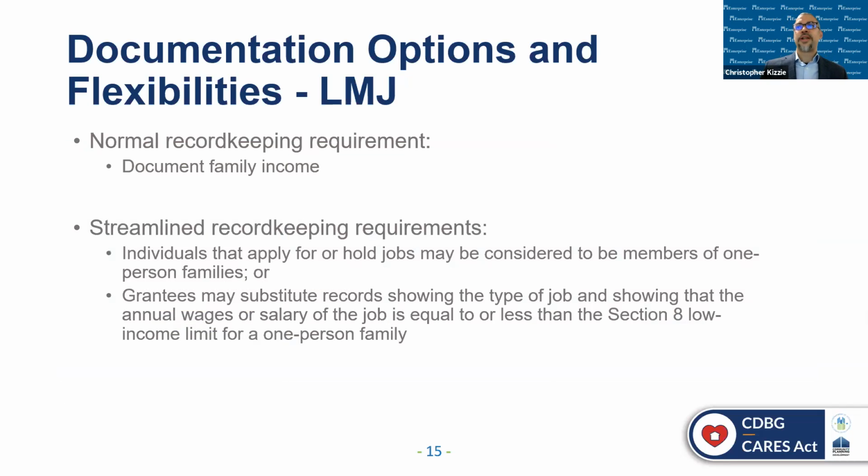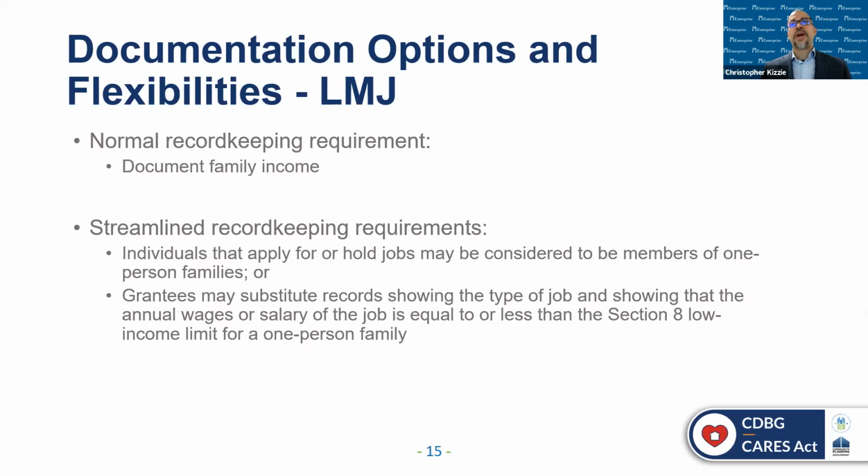HUD established an alternative record-keeping requirement designed to expedite assistance to coronavirus-affected businesses. The normal job creation and retention record-keeping requirements consider family income when determining whether a job holder or a job seeker is LMI. But these requirements are likely to be burdensome during a time when unemployment has surged, as we have experienced over the past year or so, and family income is more difficult to document.